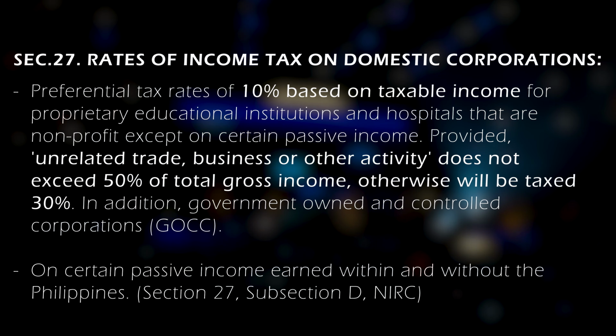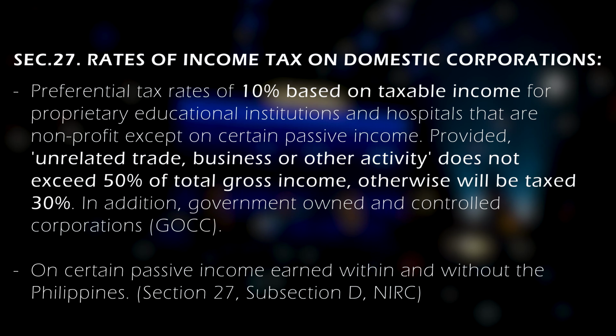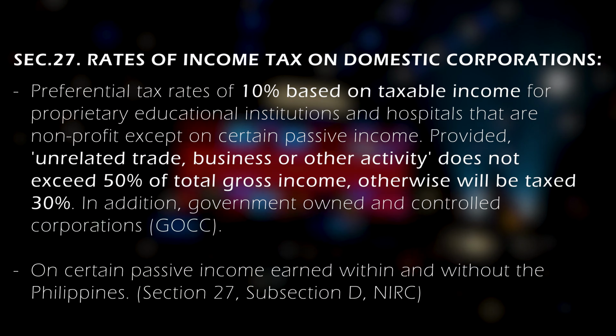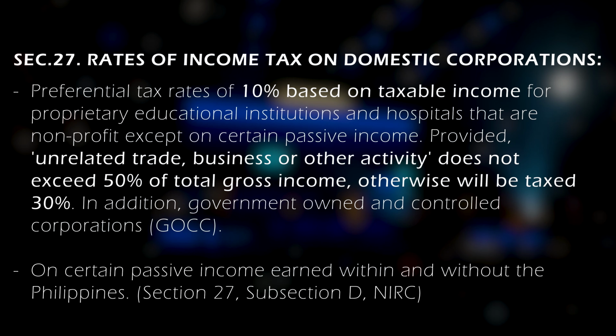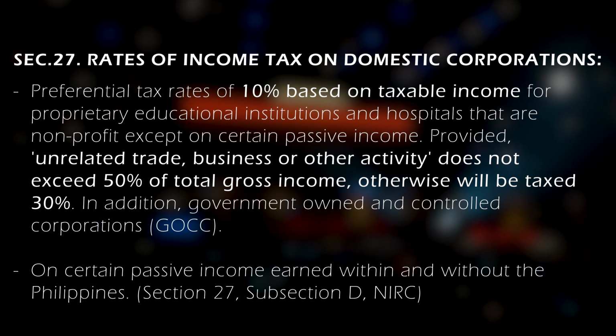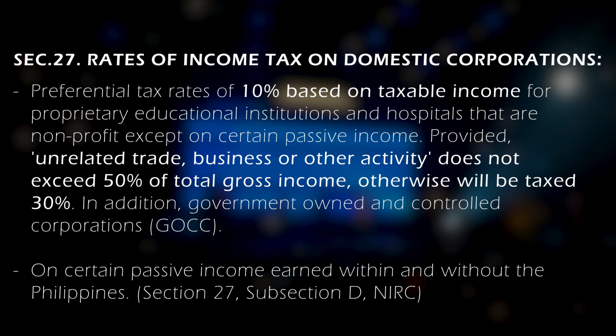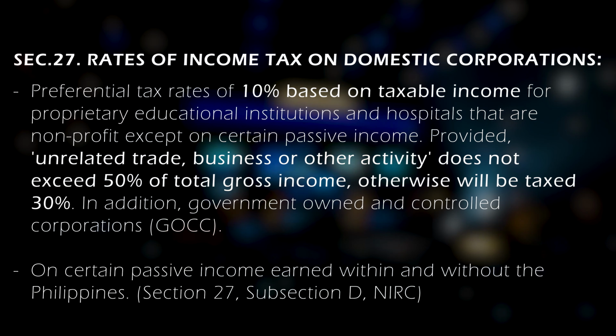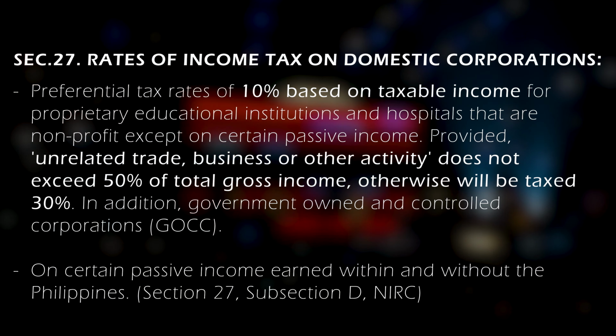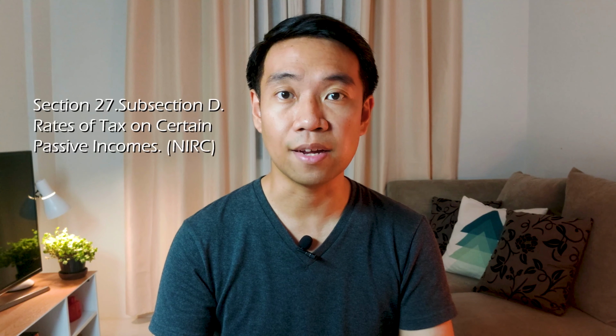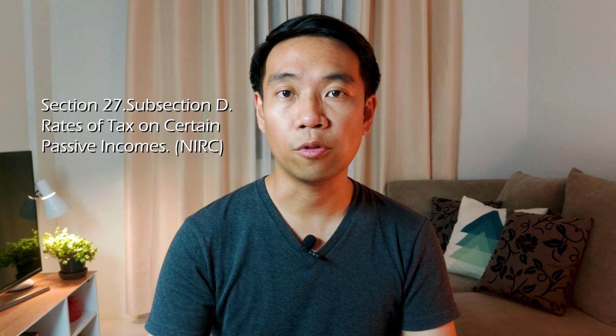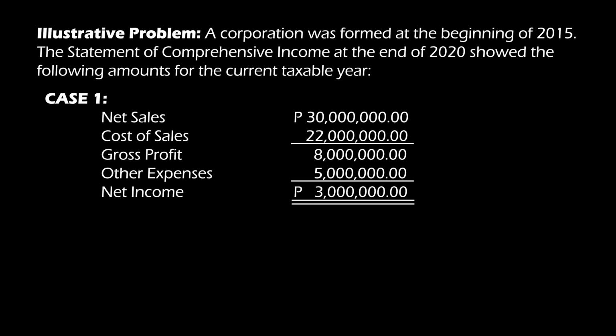Corporations may also be taxed using preferential rates, particularly if they are educational institutions and hospitals that are non-profit. They are taxed at 10% on their taxable income, except for passive income, which is taxed differently. In addition, we also have government-owned and controlled corporations, or GOCCs, also having preferential rates. Now, corporations may earn certain passive income, which shall be subject to different types of tax rates. I have a separate video talking about final taxes on passive income, and I'll link that right up here. Let's have this problem to illustrate corporate taxes.